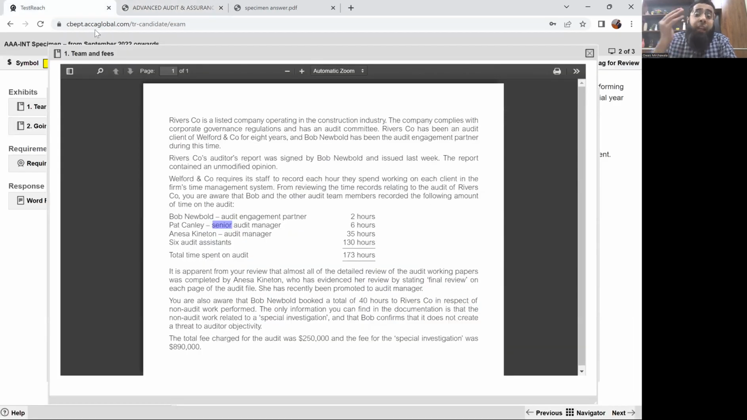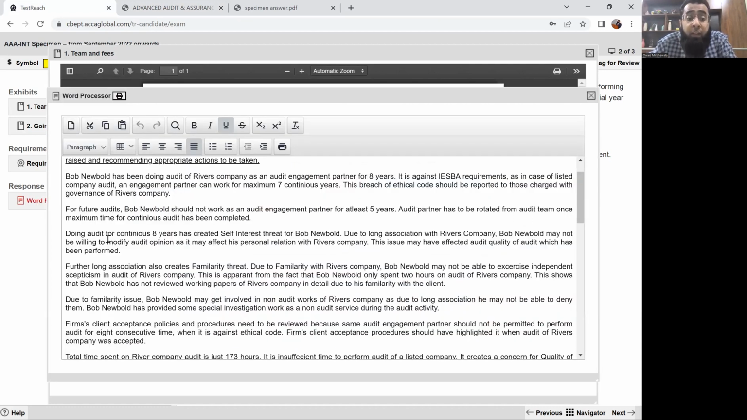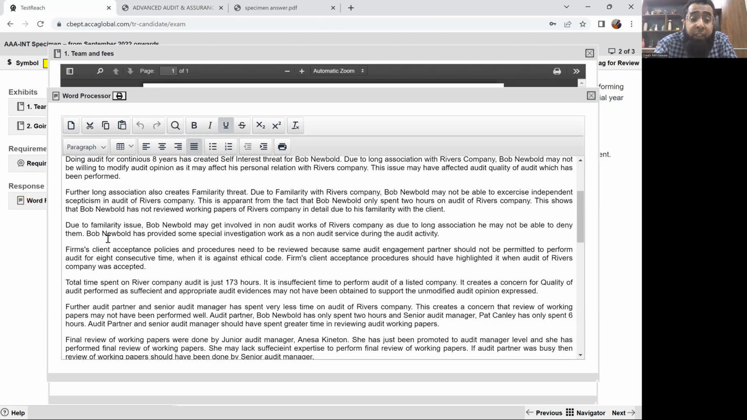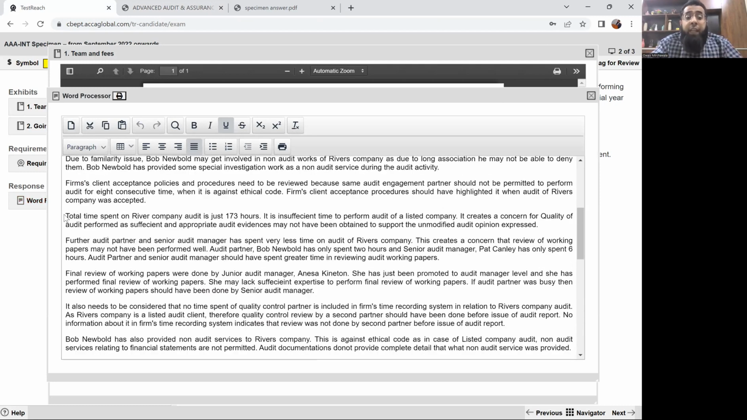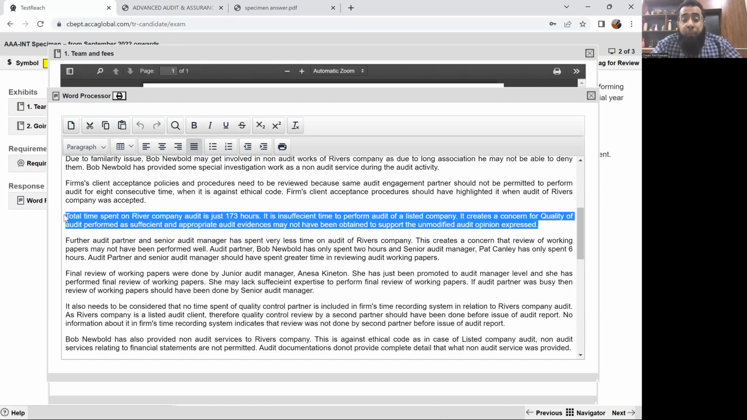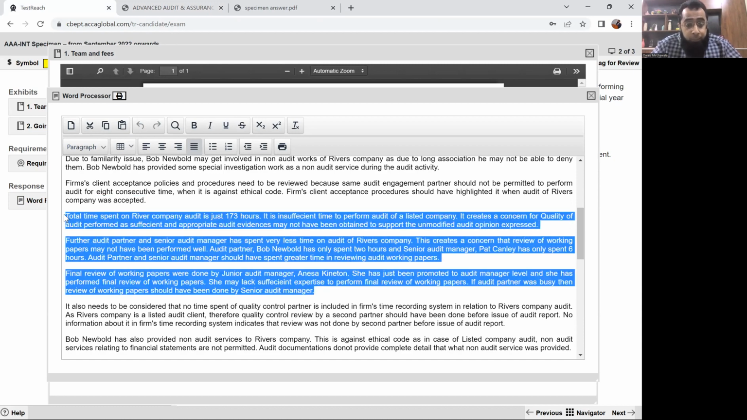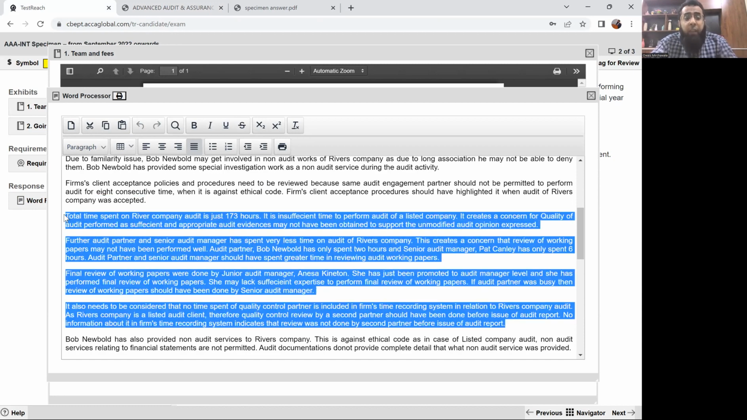Whereas, if you look at our answer, we highlighted the fact that partners spend very little time. We highlighted the fact that the total audit was done in very little time. We referred to this junior manager issue. Because if you refer to the answer which we drafted in the last class, the total time spent issue, we started here from 1 point, second, third, fourth. Okay, we identified the 4th point here.